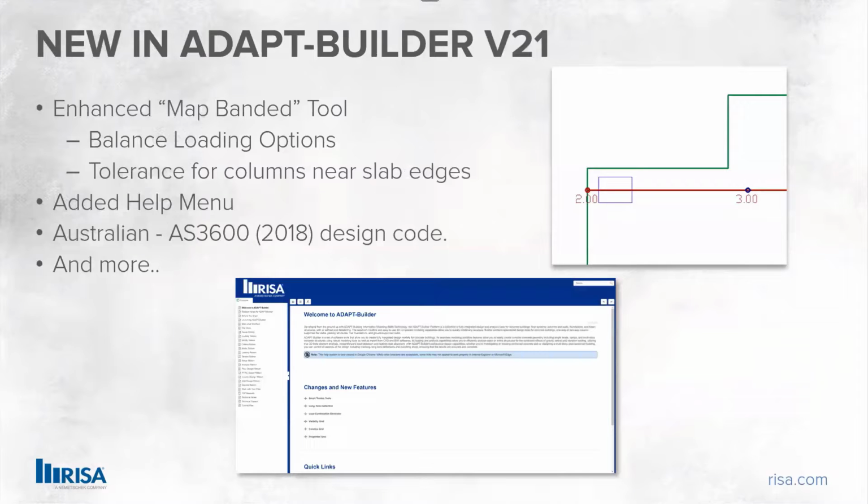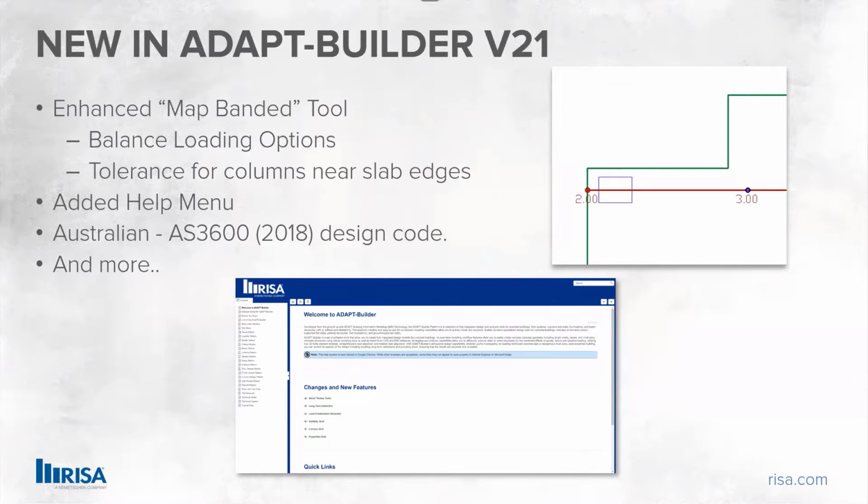So I'm going to jump into the program here in just a moment, but first let's mention some of the new features that sort of work behind the scenes and don't have much to look at within the program, so to speak. We have enhanced the map banded tool to allow users to pick up or whether the program should target to balance, self-weight, or both self-weight and dead load. This can help you get a much closer starting point for your banded tendons.